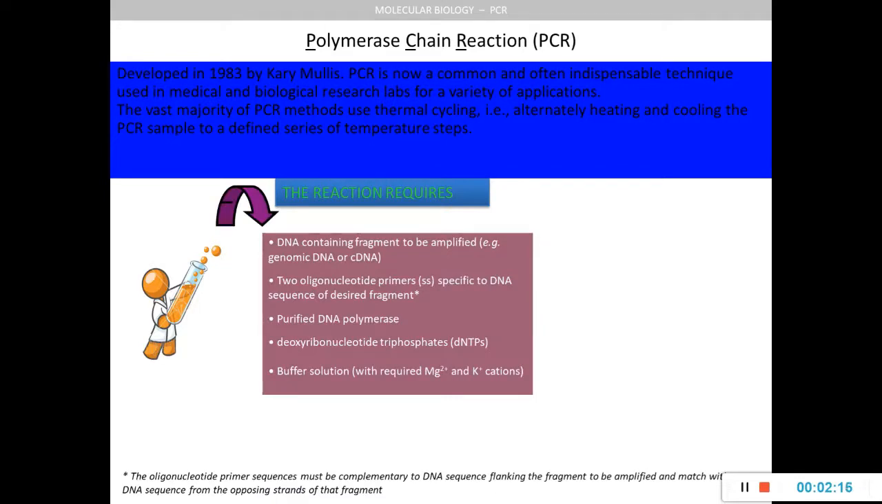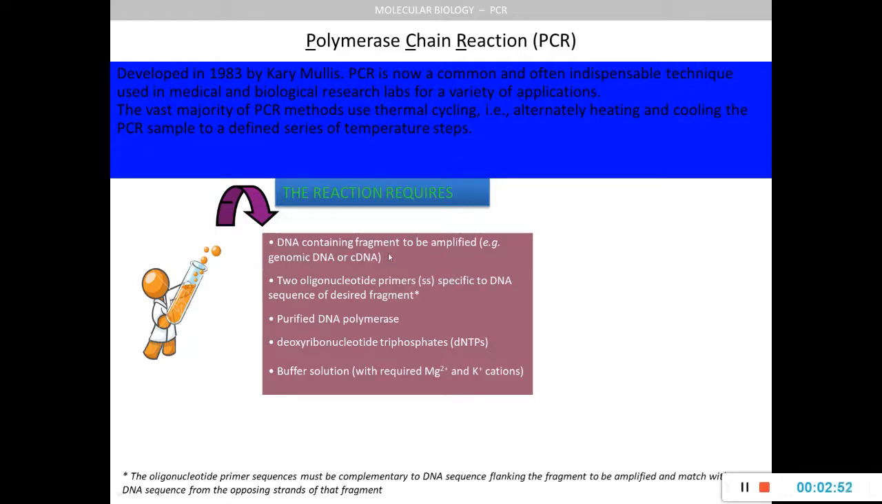Now, the PCR reaction requires the DNA fragment to be amplified, for example, genomic DNA or cDNA. In the case of food samples, we would extract the DNA from the food sample. Then, two oligonucleotide primers specific to the DNA sequence of the desired fragment, a purified DNA polymerase, dNTPs as well as a buffer solution. Now let me go into the details of this.